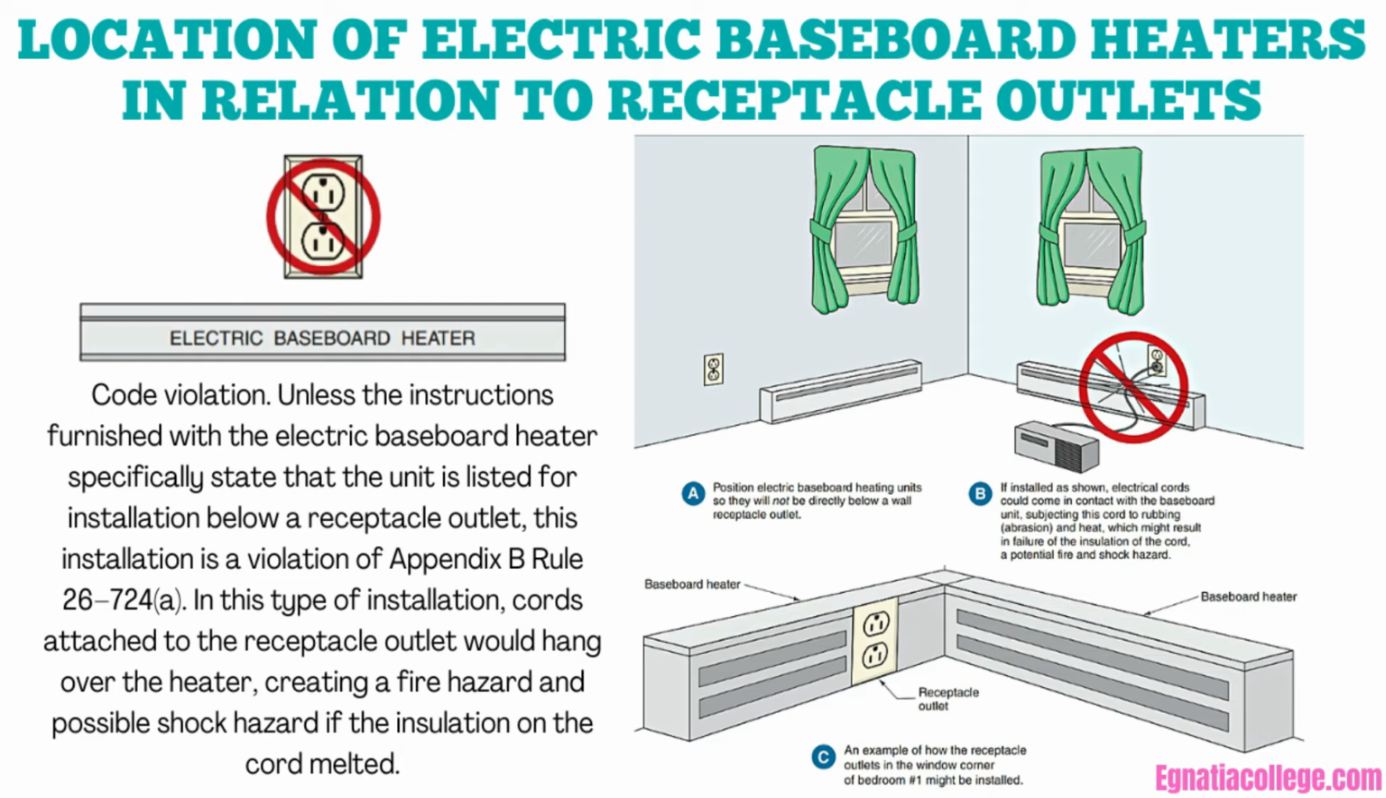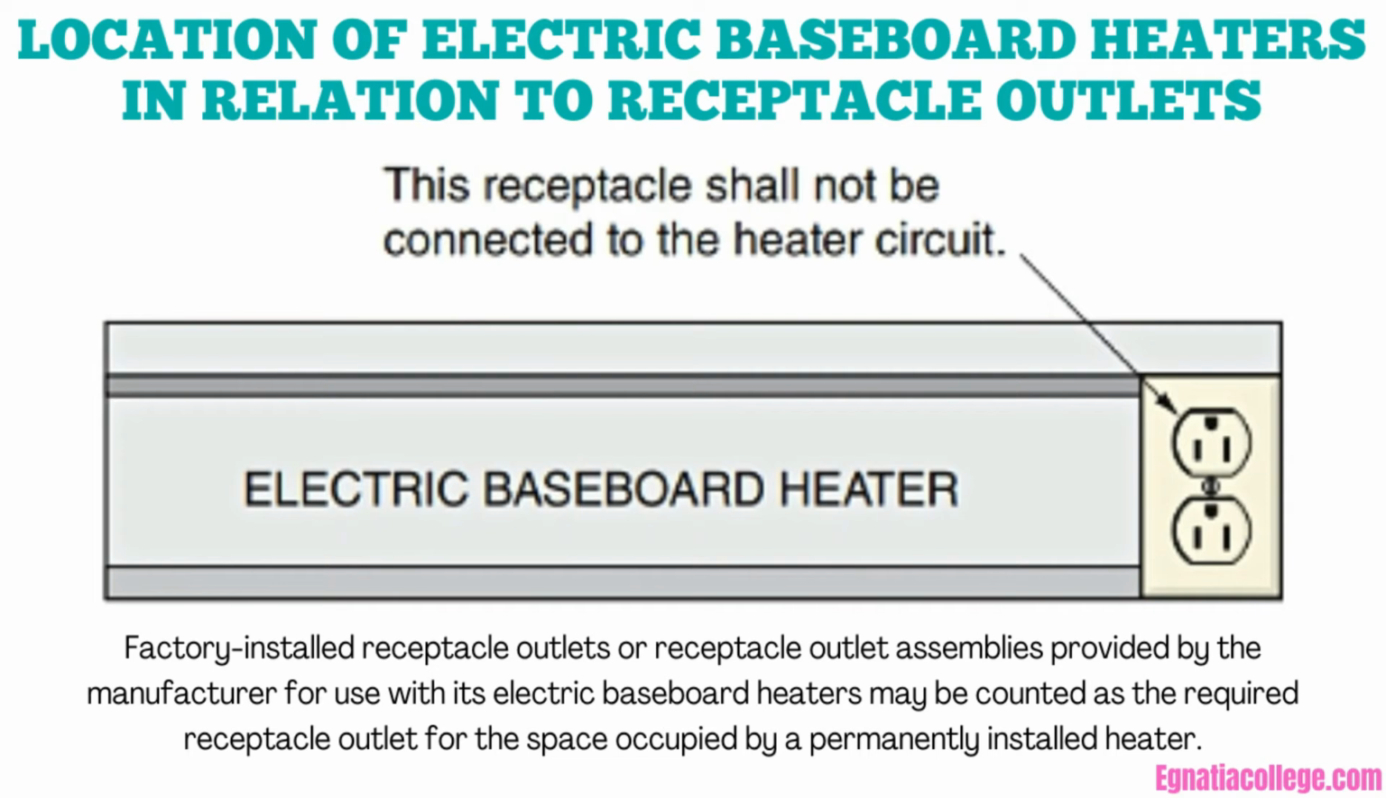The electrician must pay close attention to the location of receptacle outlets and the electric baseboard heaters in the plans and specifications. Blank spacer sections may be installed, following the CEC requirements for spacing receptacle outlets and just how much wattage and length of baseboard heating is required. The Canadian Standards Association, CSA, approves the use of factory-installed or factory-furnished receptacle outlet assemblies as part of permanently installed electric baseboard heaters. These receptacle outlets shall not be connected to the heater circuit.